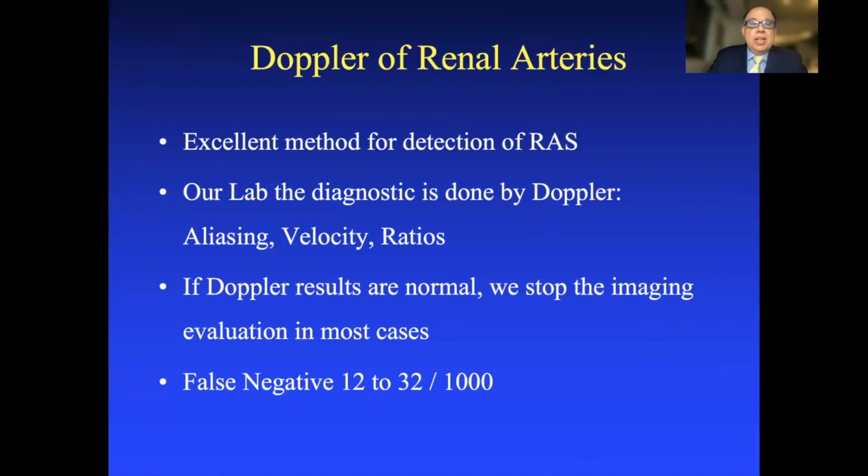In conclusion, Doppler is an excellent method for detection of renal artery stenosis. In our lab, the diagnosis is done by Doppler using aliasing and velocity ratios. If Doppler's results are normal, we stop the imaging evaluation in most cases. But remember, you can find false negative cases in 12 to 32 per 1,000 cases.